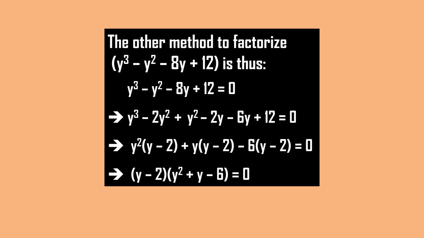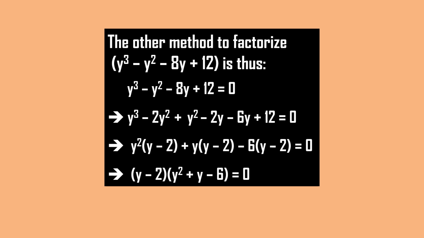The second method we were talking about is called the vanishing method, the factorization by vanishing method. Now y cubed minus y square minus 8y plus 12. Minus y square is split as minus 2y square plus y square. Minus 8y we split as minus 2y minus 6y. So what we are getting? y cube minus 2y square plus y square minus 2y minus 6y plus 12.